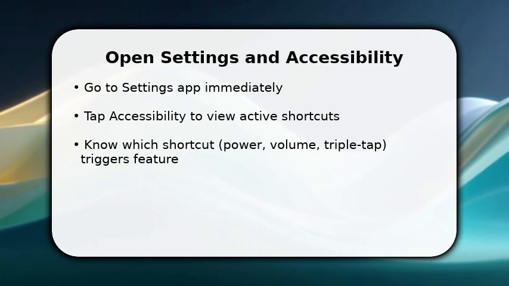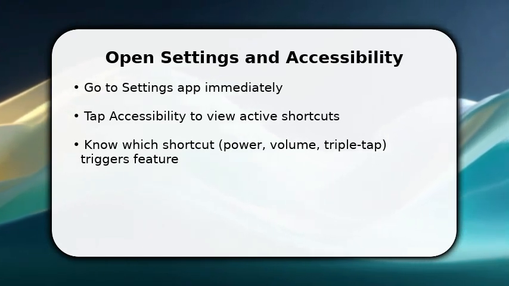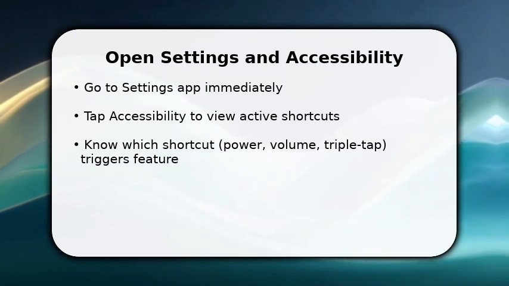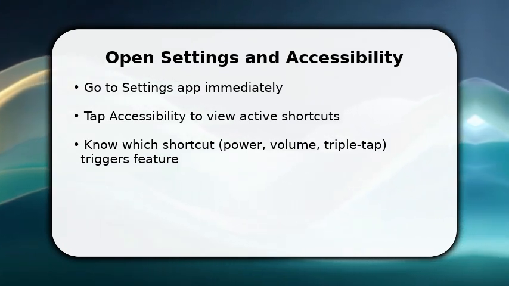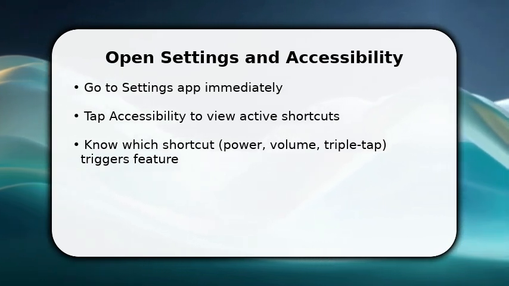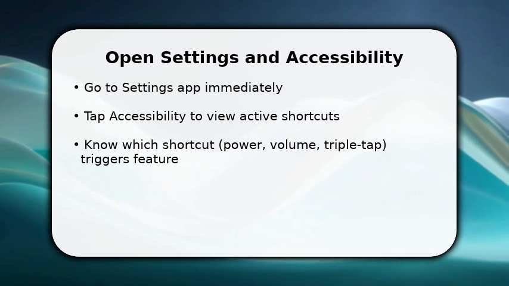You start by opening Settings and tapping Accessibility so you see the Shortcuts list. This is where the phone routes physical buttons to features. Once there, scan for assistive features like Talk Back, Magnifier, or Accessibility menu tied to power or volume keys.